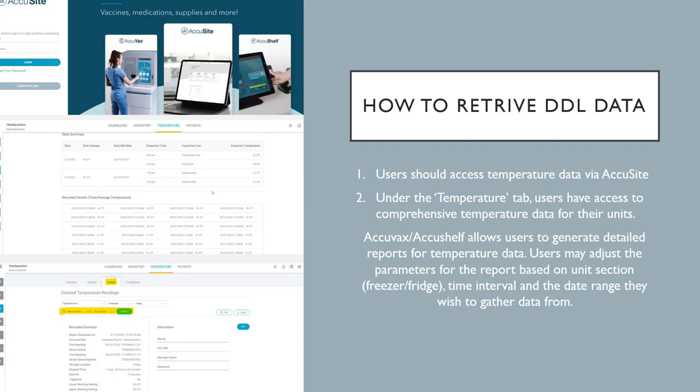AccuVax or AccuShelf allows users to generate detailed reports for temperature data. Users can adjust the parameters for each report based on the unit section, the time interval, and the date range they want to gather data from. You can see on the side here, under that temperature tab, you're able to run different reports. The detailed temperature reading is where you'll access your temperature excursion data if you ever need to look into it and get a more comprehensive look at how your unit is faring.